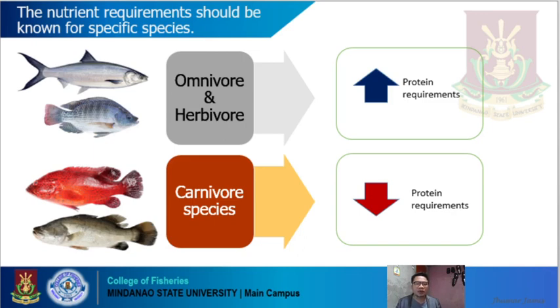This is basically a comparison between the protein requirements of the omnivore, herbivore, and carnivore species. For those omnivore species like bangus and tilapia, they require higher protein requirements, no? Mas higher yung protein requirements nila. Unlike carnivorous species, they require lower protein requirements, no? This is according to the CFTEC literatures, right? Carnivorous species will have lower protein requirements, such as the grouper and sea bass, right?